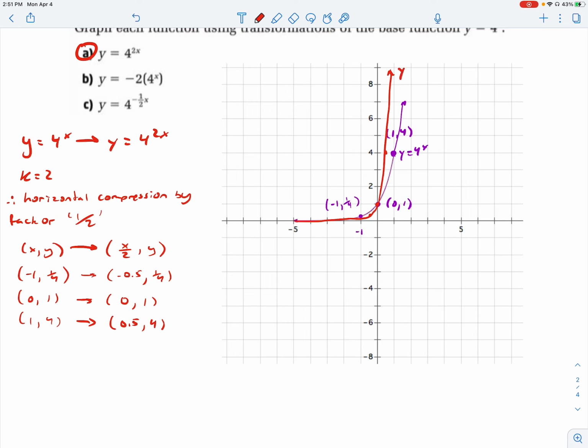So this grows a lot faster than the base because the exponent is basically being doubled. One way to think about this algebraically is that this is actually the same thing as this. If we apply the power rule, we have to multiply the exponents together. So this is like the base function squared. So it's growing a lot quicker. That's why we say it's been horizontally compressed, and we can see it. It actually grows much, much faster than the purple base one.